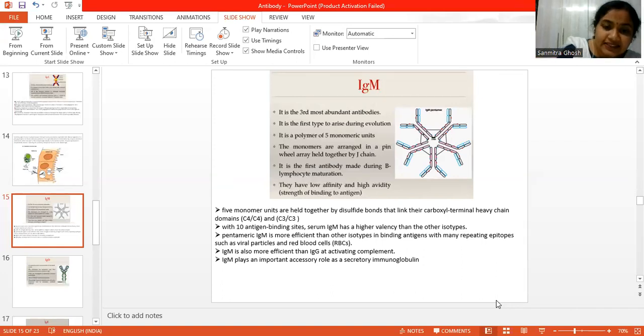And IgM lastly plays an important accessory role as a secretory immunoglobulin. So apart from IgA, IgM can also be a secretory component, but in case of secretion, the abundance of IgA is much higher than that of IgM.